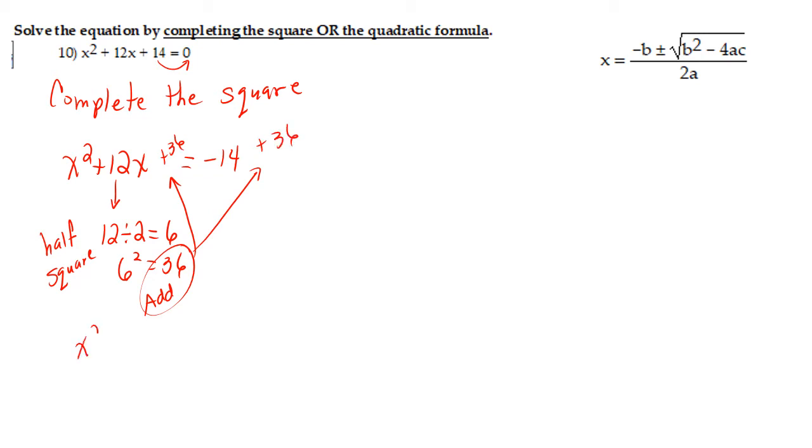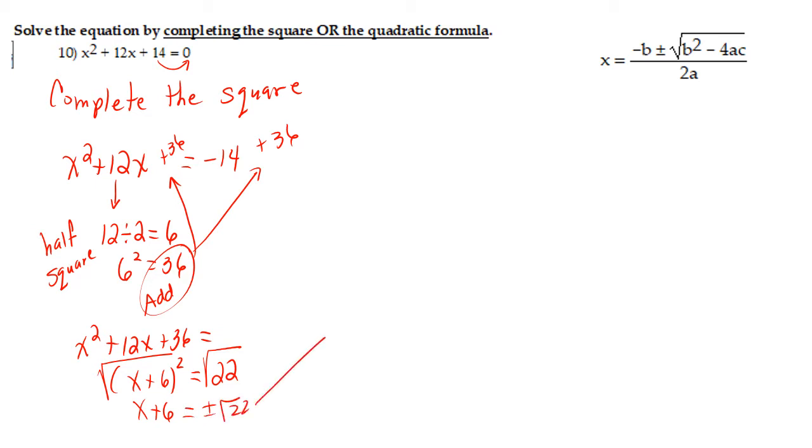What this gives us is a perfect square trinomial on the left hand of the equals, and that will factor as x plus 6 quantity squared. On the other side, negative 14 plus the 36 would be 22. To finish solving, I would just take the square root of both sides like in the previous problem. I get x plus 6 equals plus or minus square root of 22, and then I would subtract the 6 on both sides. So x is equal to negative 6 plus or minus square root 22.